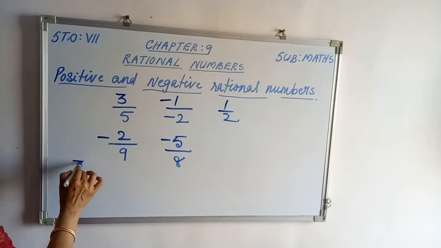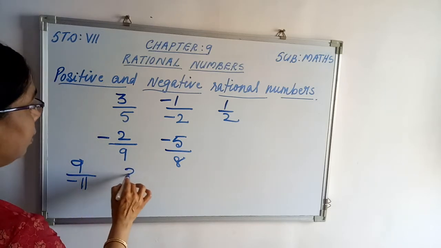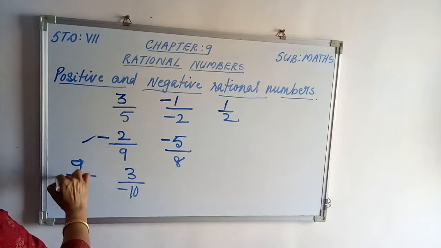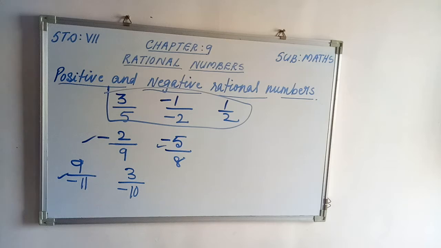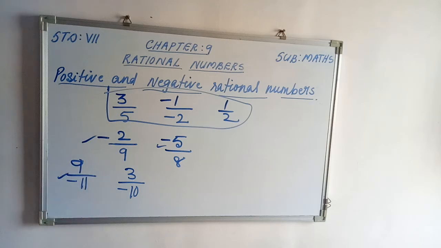Now see, 9 upon minus 11. Here numerator positive, denominator negative. Another example, 3 upon minus 10. So, these all are examples of negative rational numbers, and those 3 examples are positive rational numbers. So, what is positive? Both numerator and denominator are positive, or both numerator and denominator are negative, then positive rational number. Either the numerator negative or the denominator negative, then it's an example of a negative rational number.